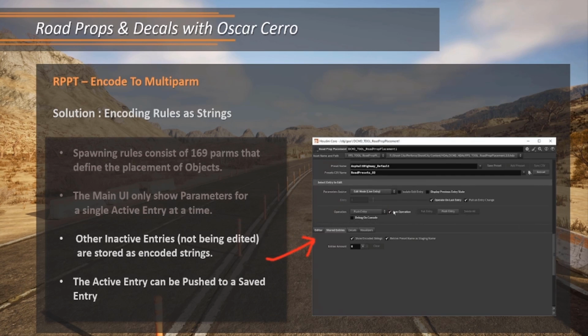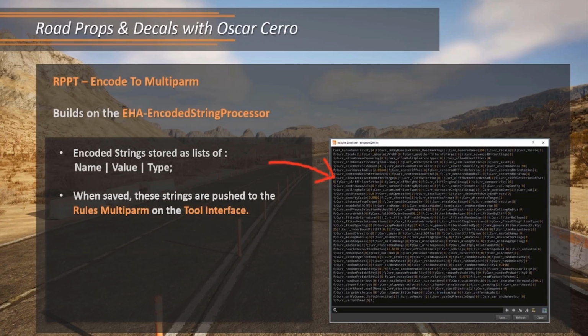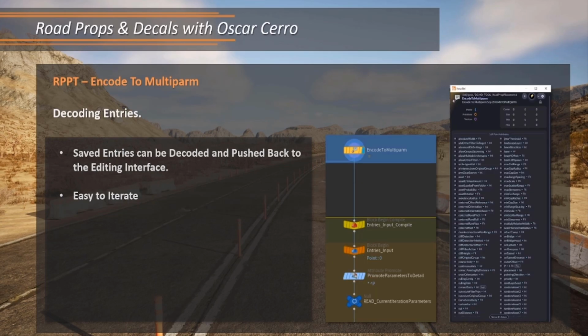When you push an entry, the utility tool captures the current state of the parameters involved in the spawning on the main tool, encodes them into a string, and pushes that string into the saved entries multiparm. The encoded strings contain the name, the value, and the type of the parameters. You can see on this encoded string a prefix, "current", on all captured parameters. This is because we use this prefix as an automatic filter to know which parameters set any spawning rules on the tool. Saved entries can be decoded and pushed back to the editing interface.